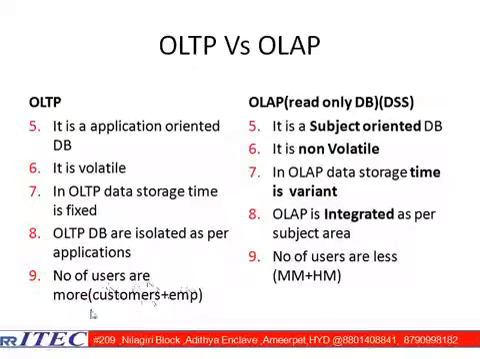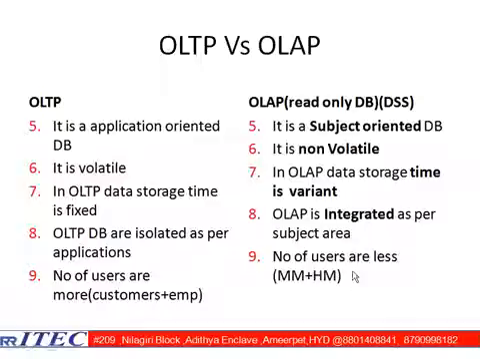Now, the number of users is more here. That is customers plus employees are available. The number of users is less here. That is middle-level management and high-level management. What is the meaning of this? Tell me, who are the people using ATM machines, sir? Every employee of the bank, every customer, each and every customer is using the ATM. Yes or no, sir? For the ATM application, what database is available at the back end, sir? OLTP database is available. Can I say indirectly all employees, all customers are using OLTP or not?